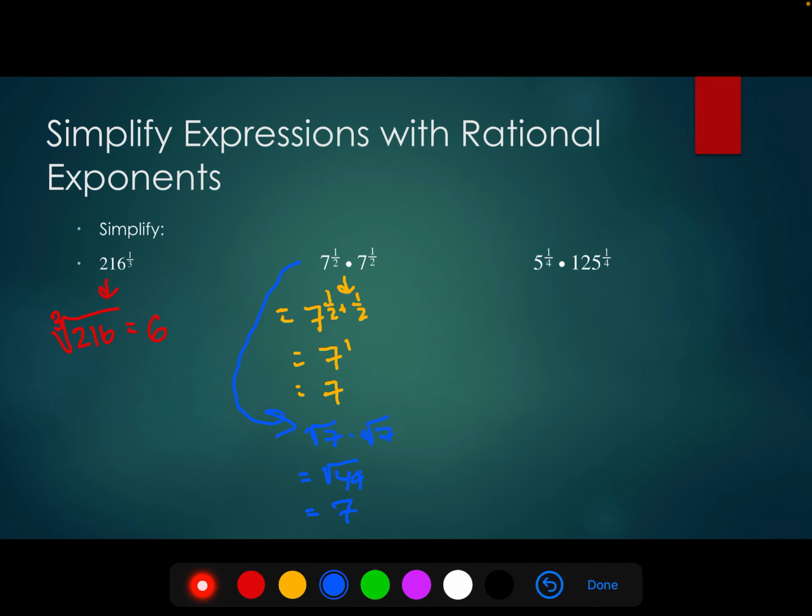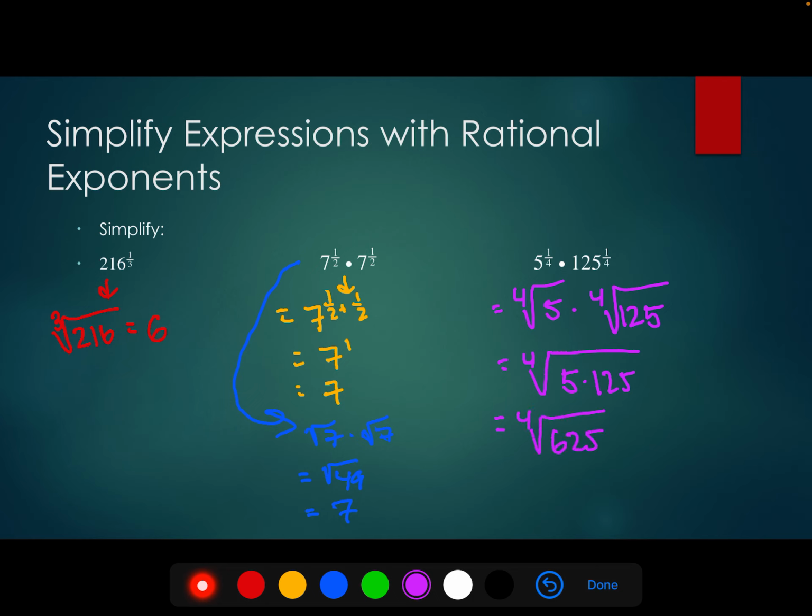Now, let's take a look at this third example. We have 5 to the 1/4 power times 125 to the 1/4 power. So let's convert this to radicals. This will become the 4th root of 5 times the 4th root of 125. And this is equal to the 4th root of 5 times 125, and 5 times 125 is equal to 625.